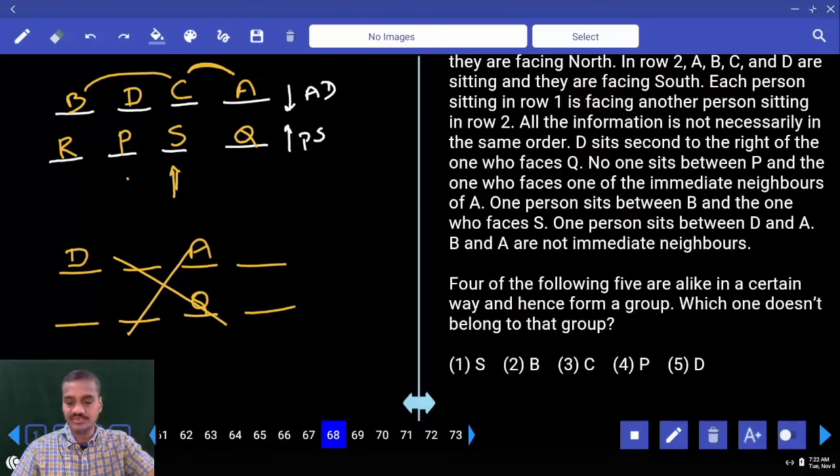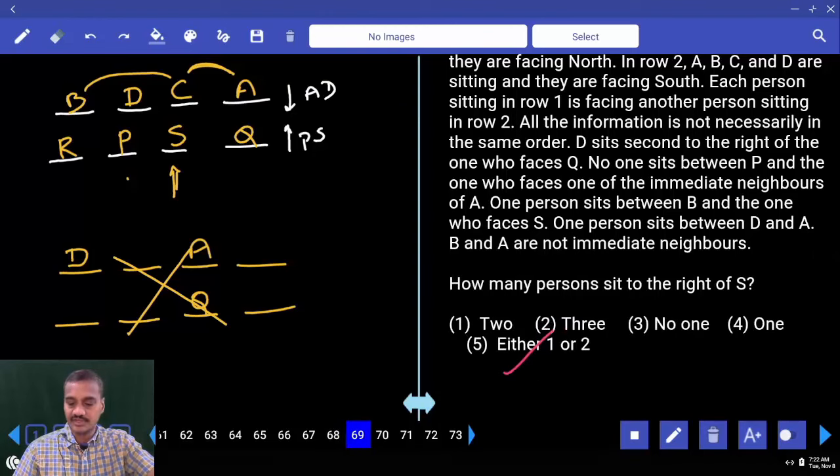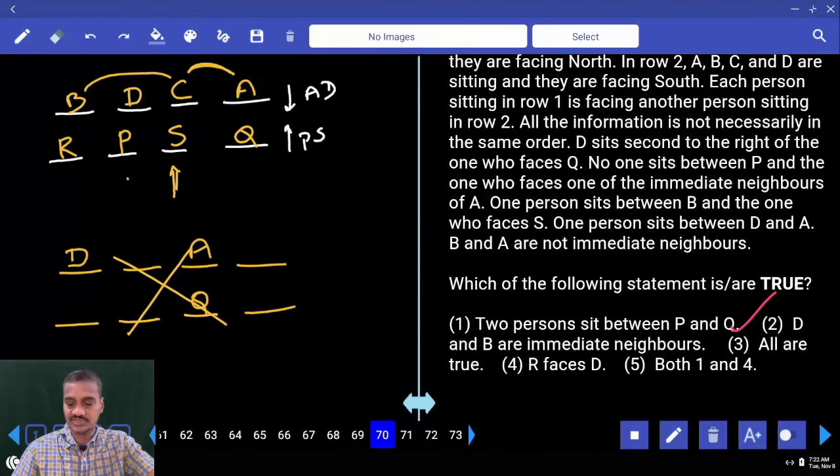And 68, four of the following are alike and one is different: S, B, C, P, D. S, C, P, D, B. B is the answer, choice 2. And 69, how many persons sit to the right of S? Right hand side of S, there is only one person, choice 4, question number 69.